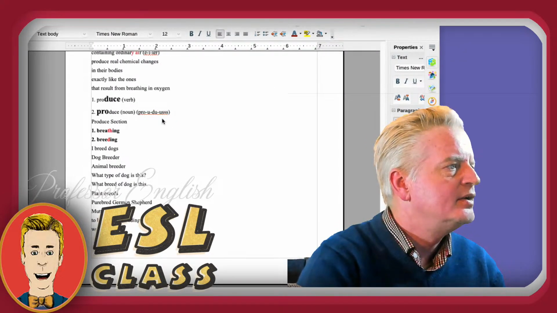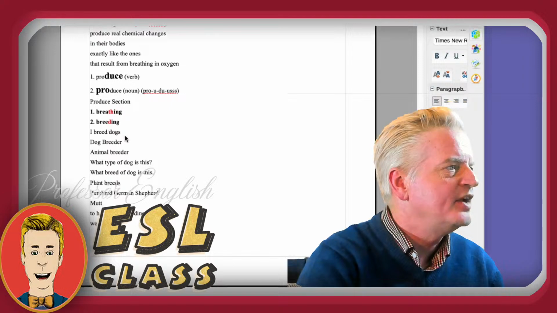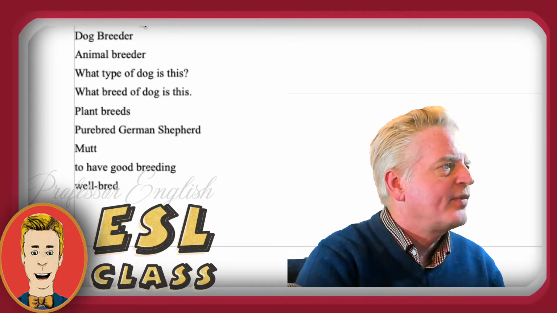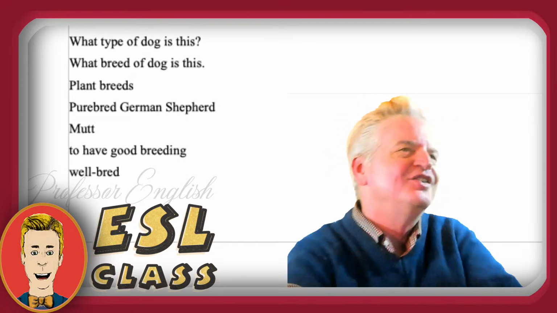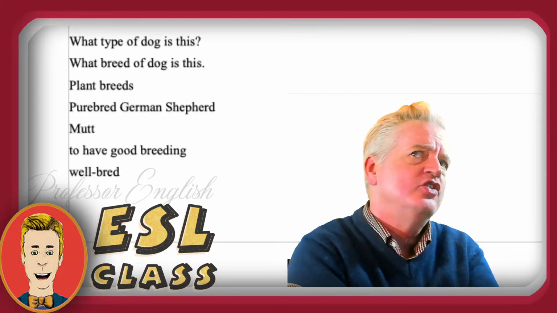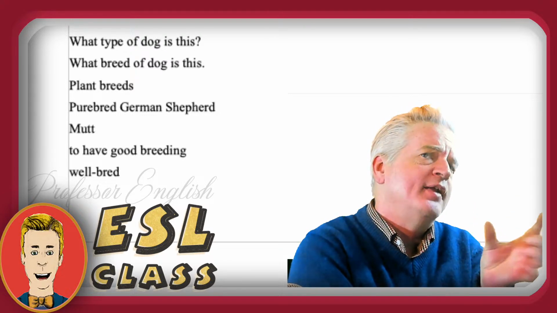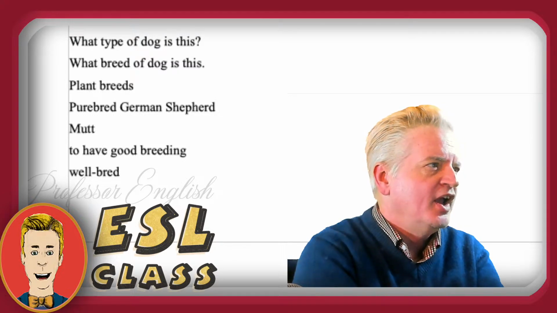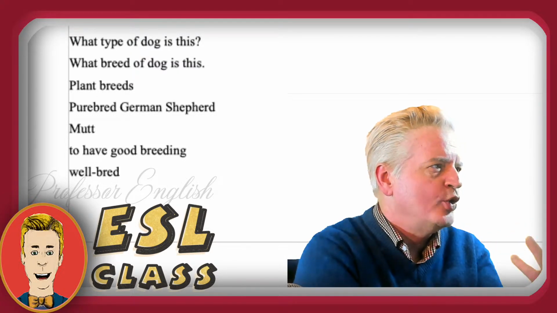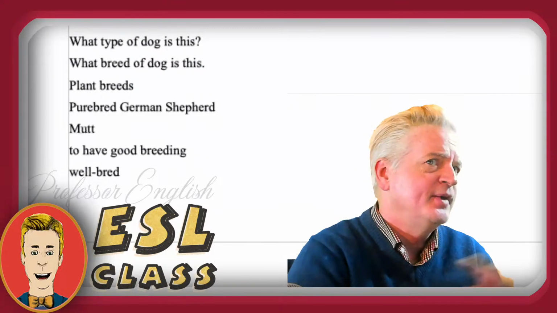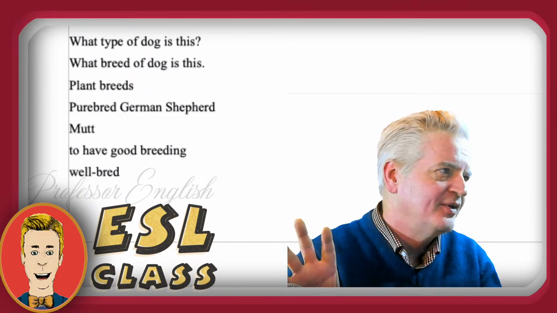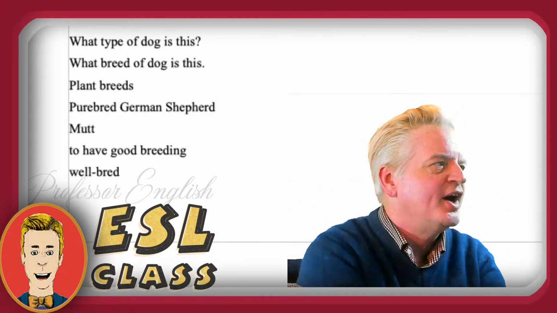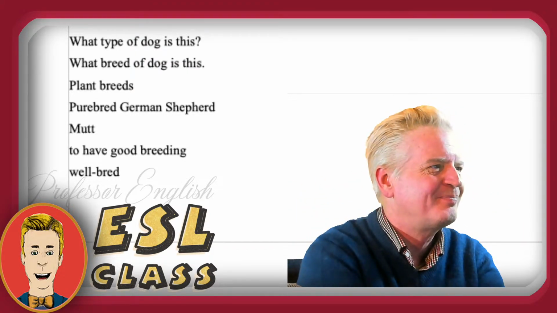Okay, let's move up. This is the last page. We're almost done. We talked about plant breeds, and then we talked about purebred. So what do you think a purebred German Shepherd is? Bred is the past participle of breed. It's an irregular verb. If I say that German Shepherd is purebred, that means 100% German Shepherd. And by the way, the opposite, when it's a mix of many different things, that's a mutt.